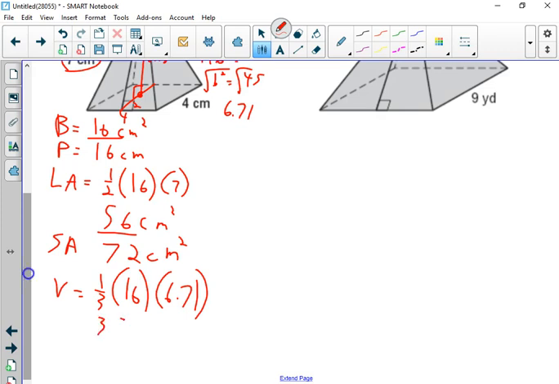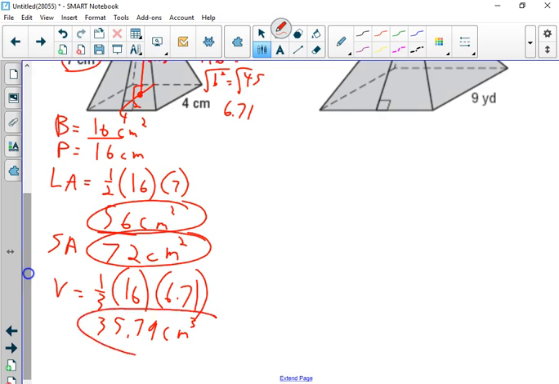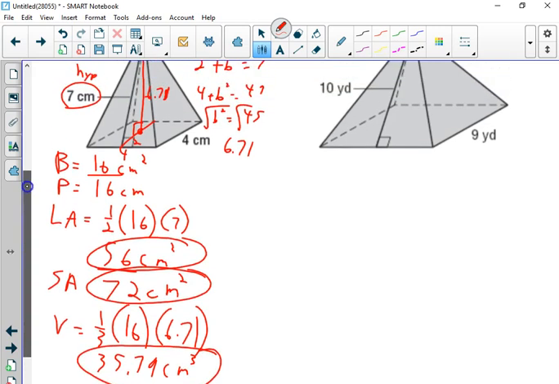So the volume is 35.79 cubic centimeters. So lateral area, surface area, volume: squared, squared, cubed.